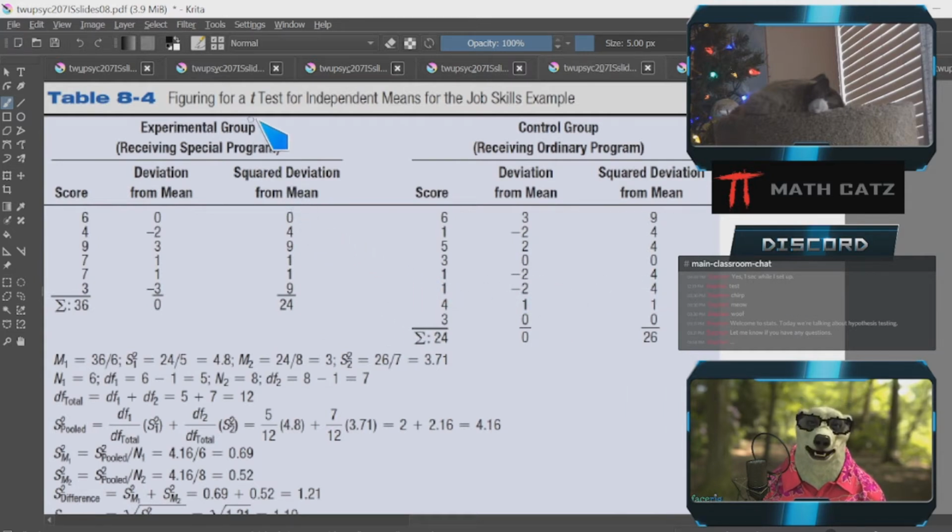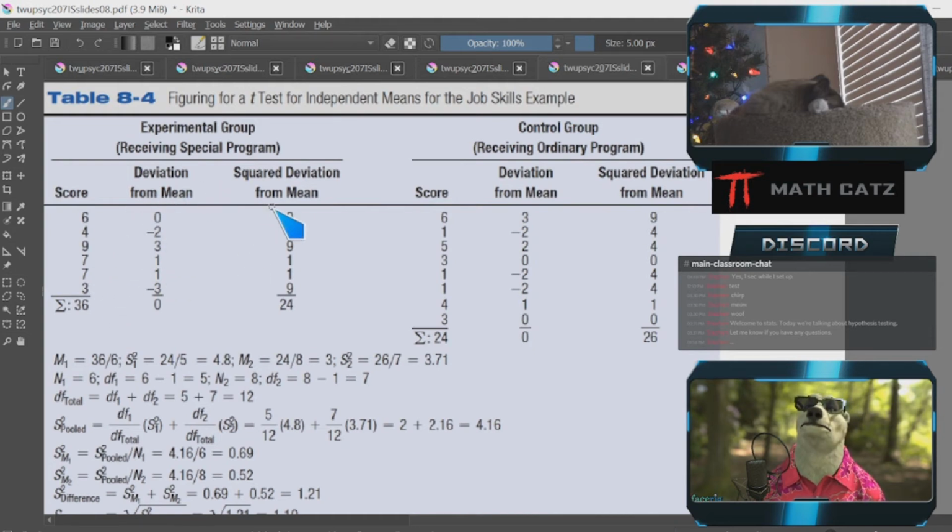So it's a t-test for independent means. We have our control group, just ordinary program. Then we have the group that received the special program, the experimental group, if you will. There were 6 of them in the experimental group and 8 of them in the control group. Now this was measured on some scoring scale, we don't know.